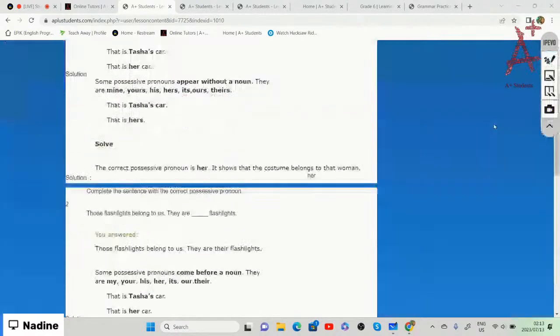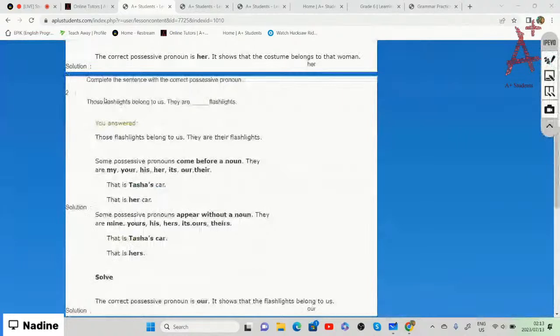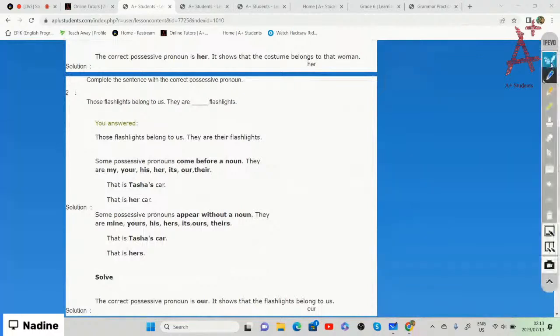All right, the next one. Those flashlights belong to us. So if those flashlights belong to us, then we can say they are whose flashlights? If it belongs to us, right, then we can say they are our flashlights, because if it belongs to us, then it is our flashlights.